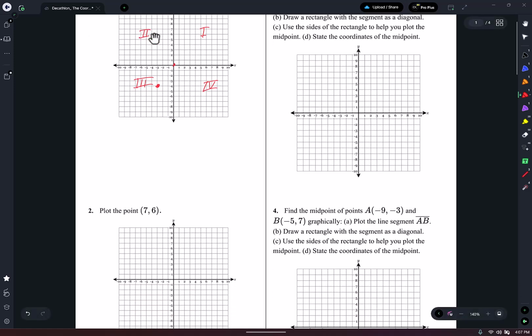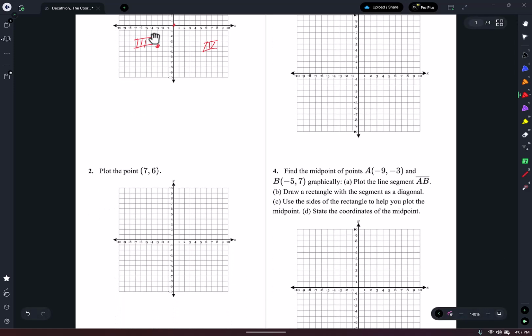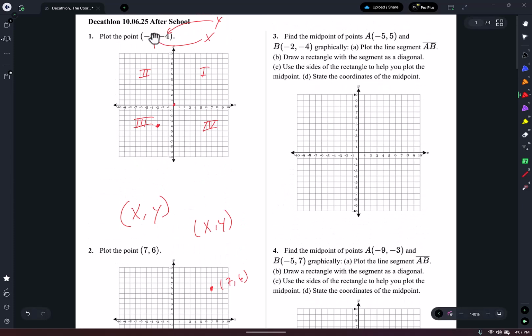And then the next one, it says plot (7, 6). So I'm going to go to the right 7 and up 6. And there it is. I'm in quadrant 1. That's (7, 6). Every ordered pair is always going to be parenthesis x, comma y, close parenthesis. You've got to put the parentheses. So do not go x, comma y. You've got to close it up. Ordered pair. Okay. Question 3.